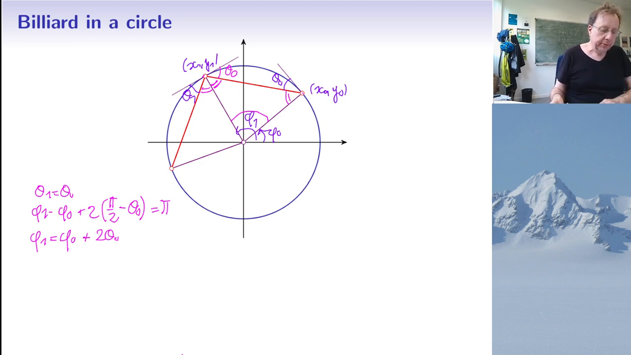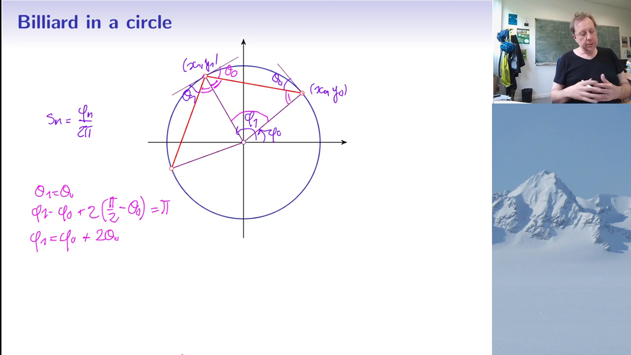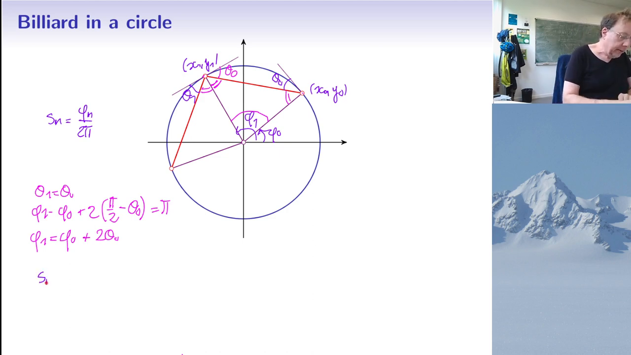Let me do one more simplification, which is to say that I will call Sn the variable phi n divided by 2 pi, and that is just to have values which are between 0 and 1 instead of having them between 0 and 2 pi. So the way I can now write my map is that Sn plus 1 is Sn plus, okay, I have to divide the phi relation by 2 pi, so it's plus 1 over pi theta n. And theta n plus 1 should be equal to theta n.